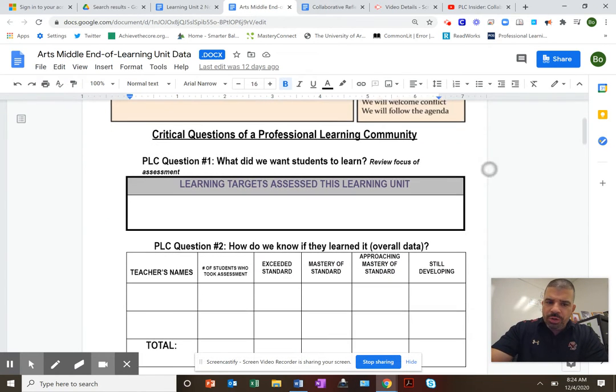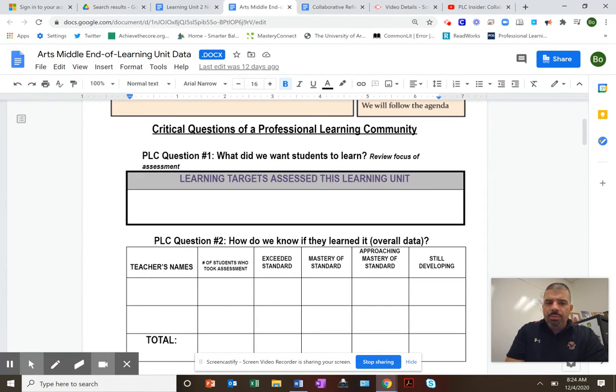The first thing you do here is where it says PLC question number 1. What do we want students to learn? Put the priority standards or the learning targets that you measured over this learning unit. So PLC question 1, what do we want students to learn? Review the focus of the assessment. Remember, ELA should be meeting with ELA, math should be meeting with math, social studies and science can either meet with ELA as a literacy team or they can meet separately, and the arts team meets together.